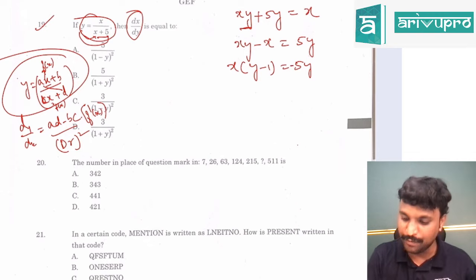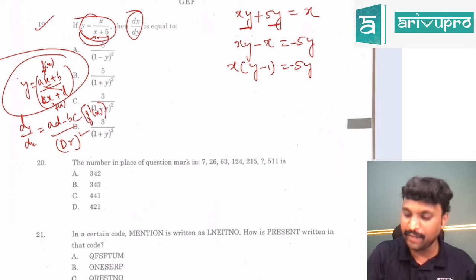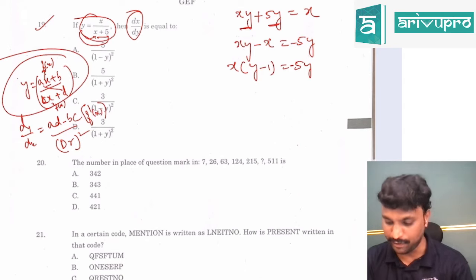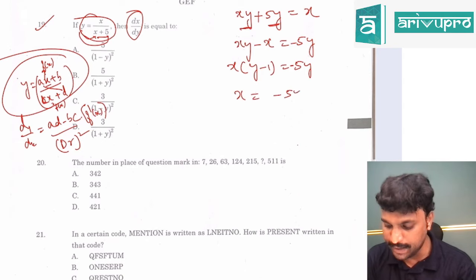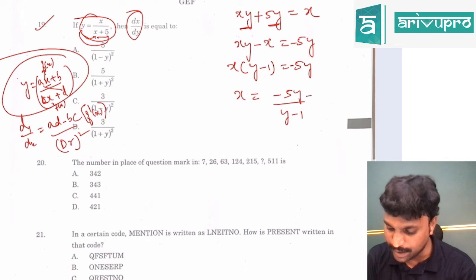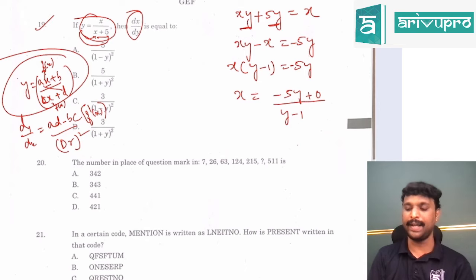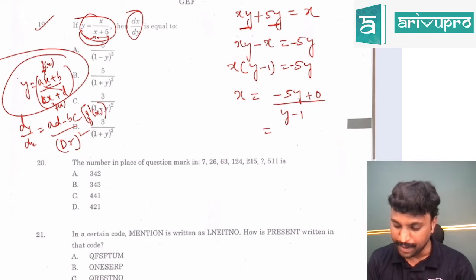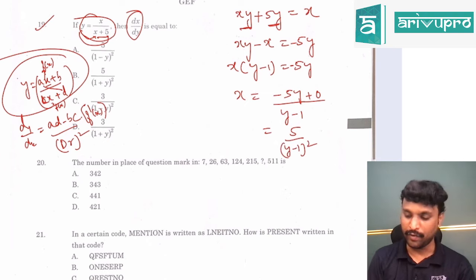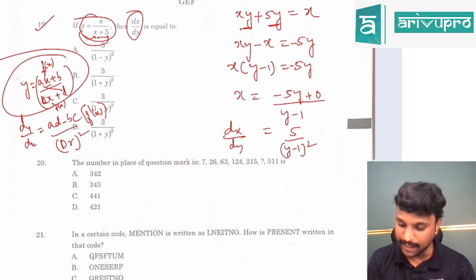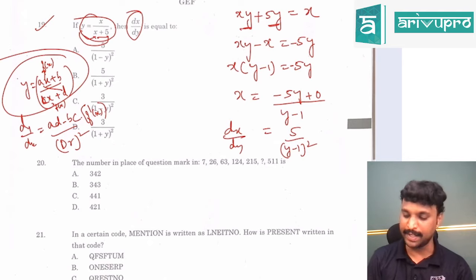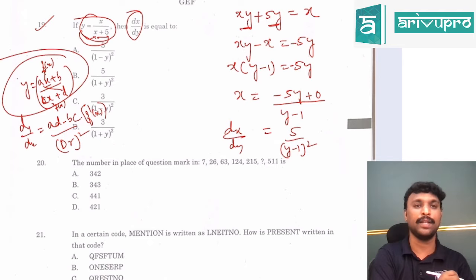This is negative 5 because plus 5y goes to the other side, becomes negative 5y. So x is equal to minus 5y divided by y minus 1. So assume a 0 here. So minus 5 into minus 1 is plus 5 divided by y minus 1 the whole square. So you're finding out what? dx by dy. So the answer for this question is 5 divided by y minus 1 the whole square.